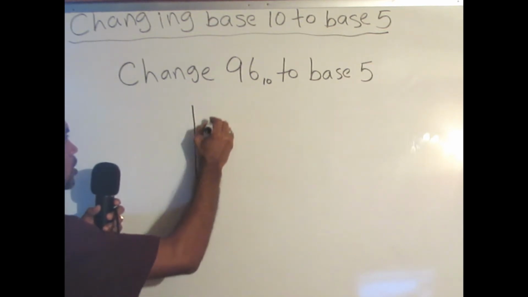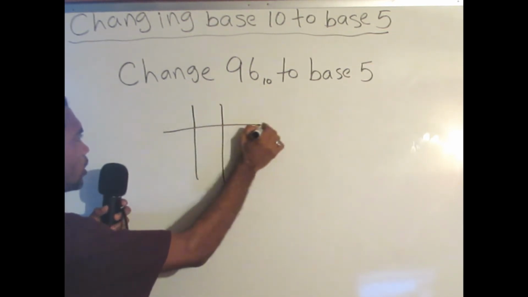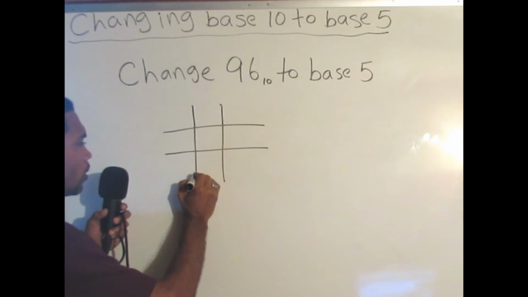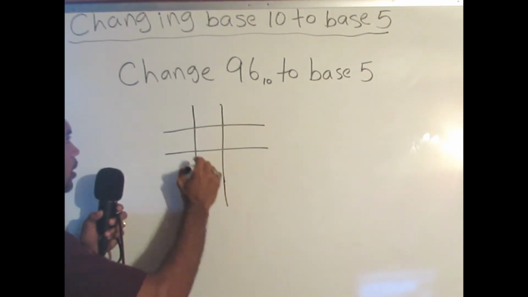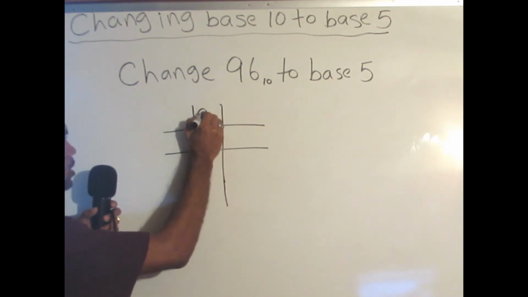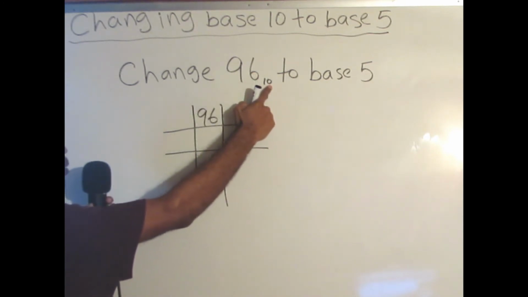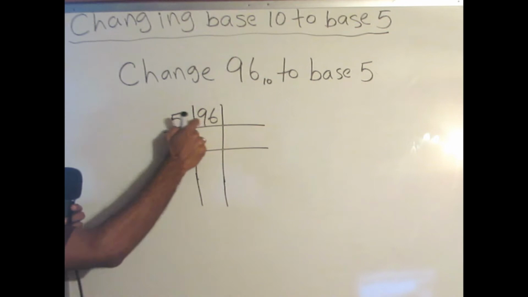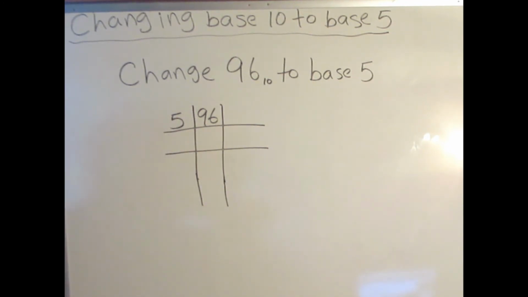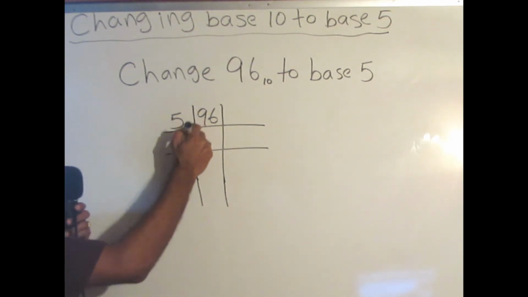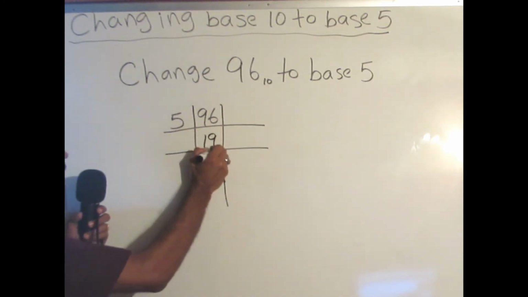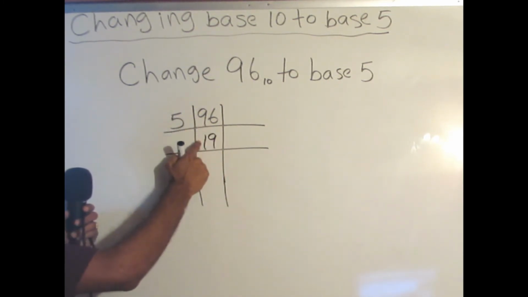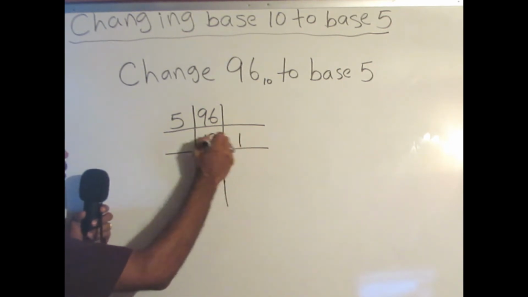So the goal is to divide 5 into 96 as much as possible. Our remainder is very important. So we'll set our 96 here. 96 base 10, we're changing that to base 5. So it means we're going to divide 5 into 96 as much as possible. And so 5 can go into 96 19 times with one remainder.